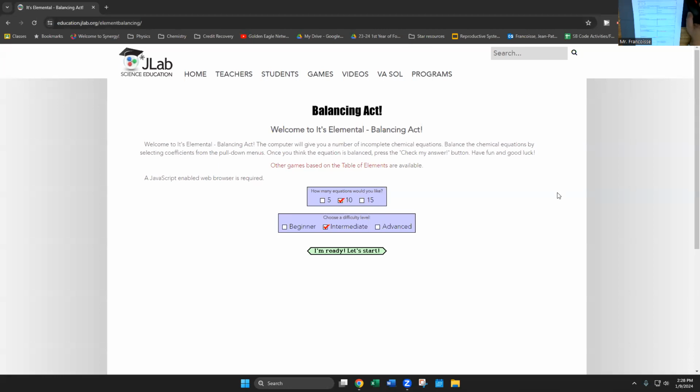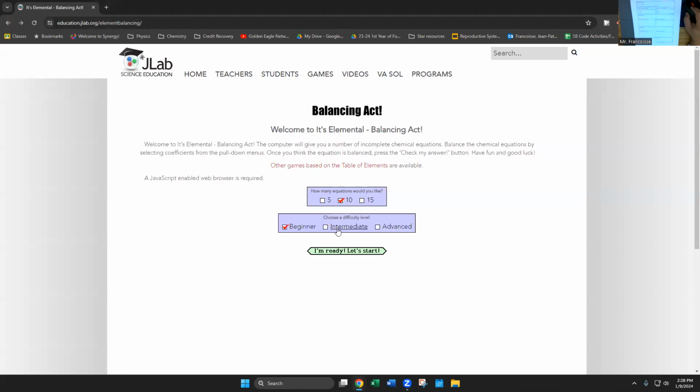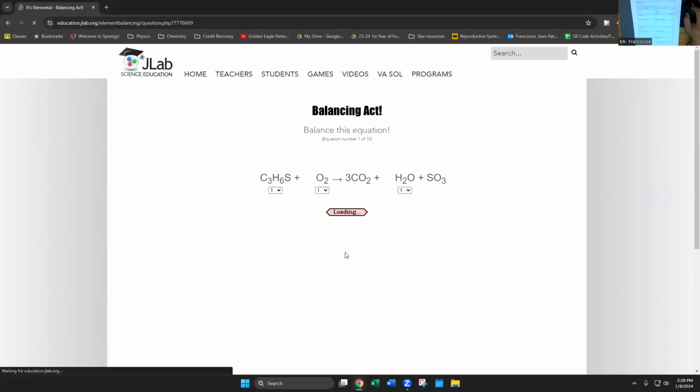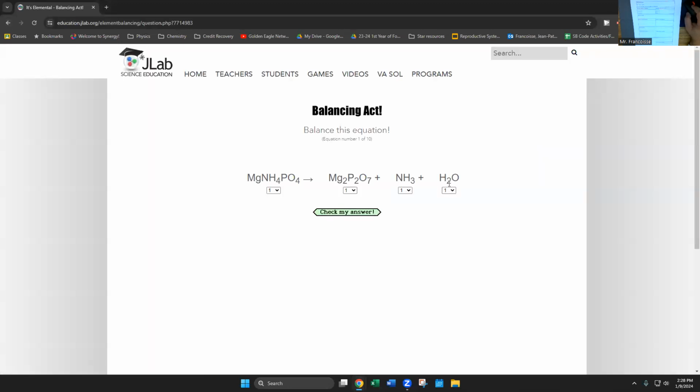Okay, so let's go ahead and take a look at the balancing acts. You could choose a couple different levels. The main difference is if you look at beginner, beginner only gives you one option to change. So we're trying to figure out the correct coefficient. Our intermediate is going to be, they give you at least one or two of them, and then we figure out the rest of them. And then our advanced is going to be all of the different ones. So this is with no help or no scaffolding.